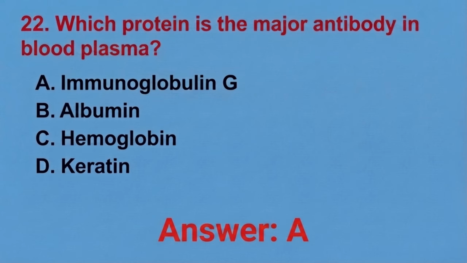Okay, let me give you an exam tip. Remember the order of antibody abundance. IgG is the most abundant immunoglobulin in blood. Later on, we'll have a video to discuss in detail the classes of immunoglobulin. All right, let's go to question 23.